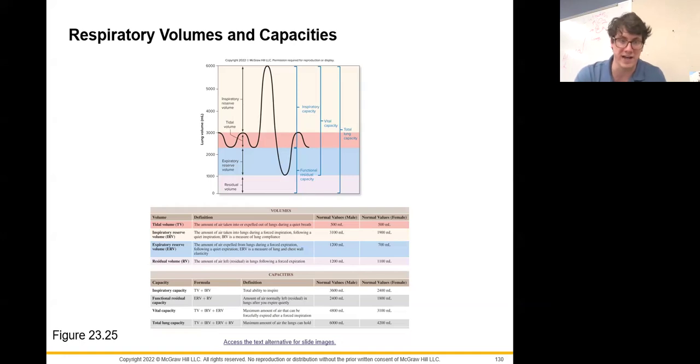Vital capacity minus total volume minus expiratory reserve volume. And that's how we're going to get to our inspiratory reserve volume.